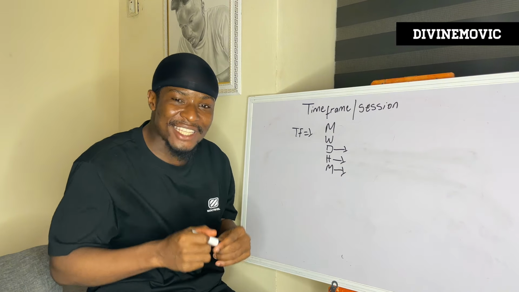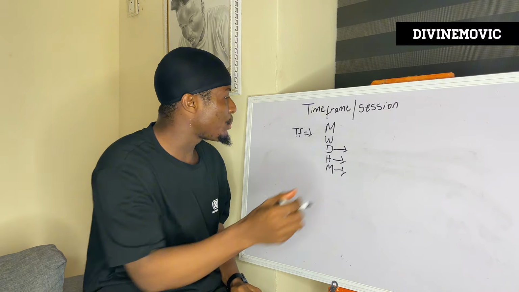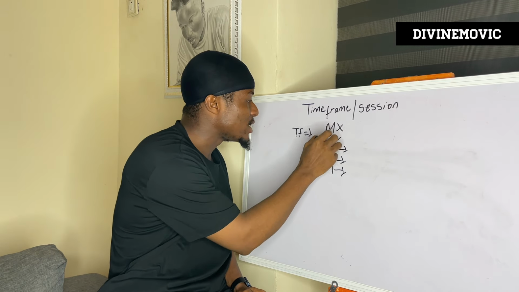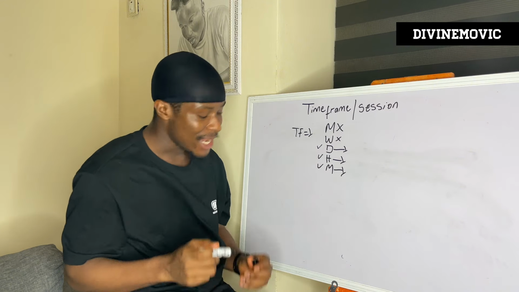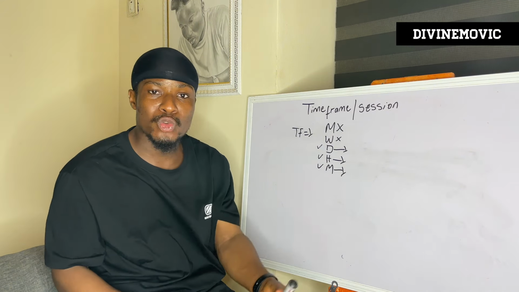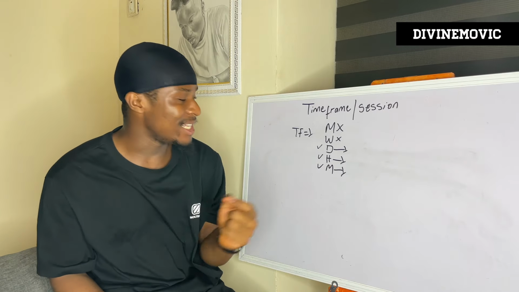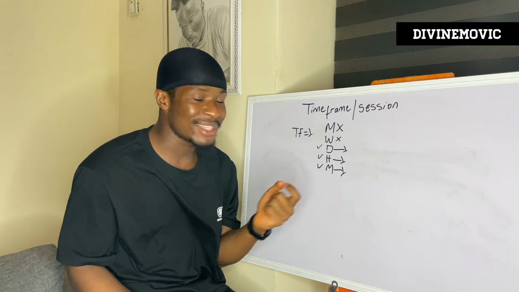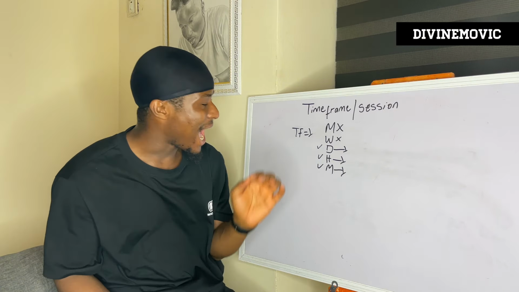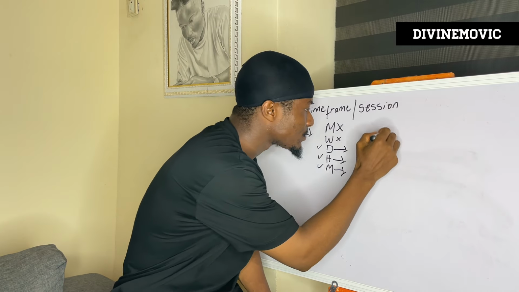That means as a day trader, you don't want to pay attention to this one and this one. You want to simply focus on this one, and as well this one. Now, depending on what you want to do, the daily time frame serves a specific purpose, the hour time frame serves a specific purpose, and the minute time frame serves a specific purpose. I'm going to break that down in this video. First, daily time frame.